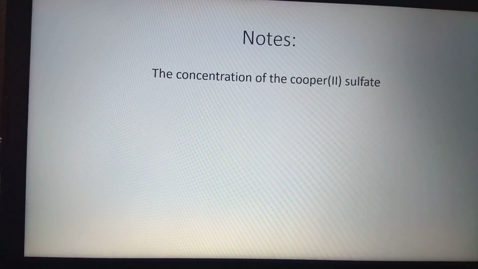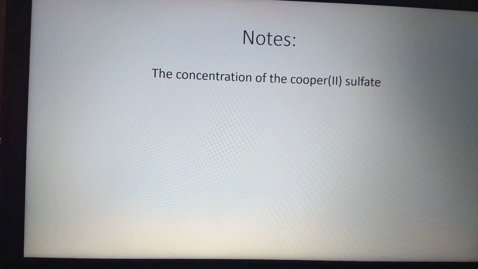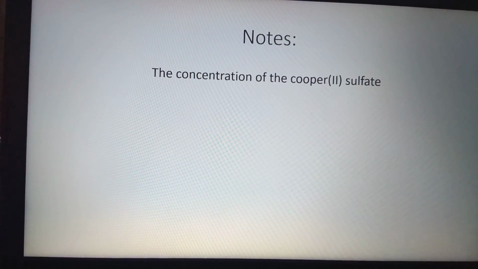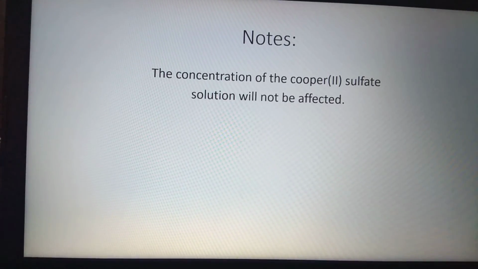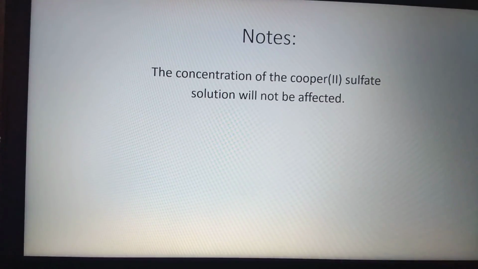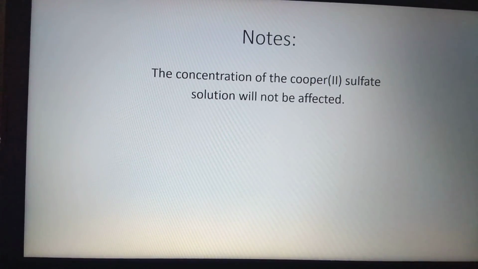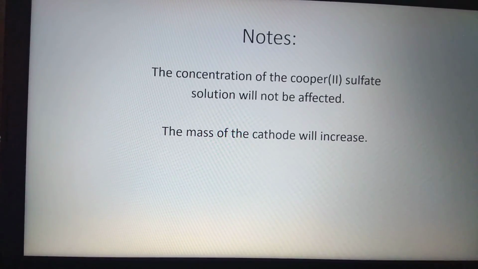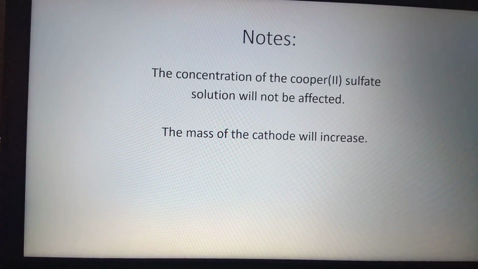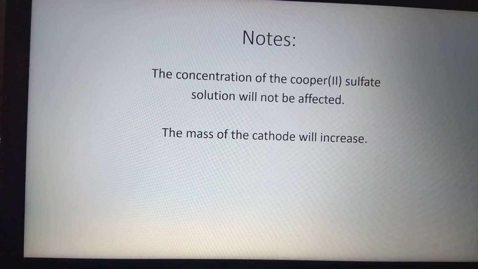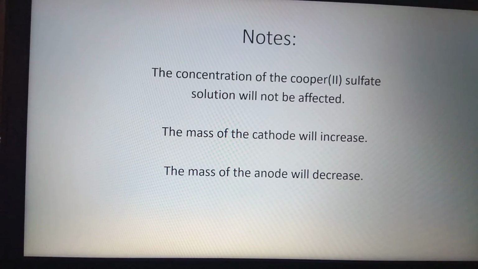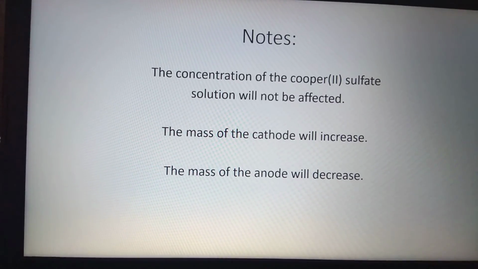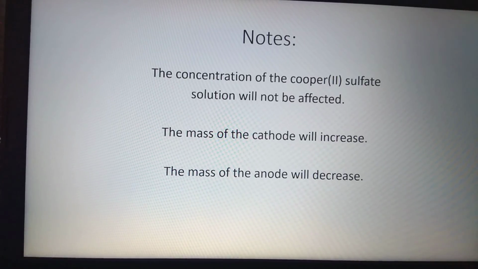We have here some notes about this electrolysis cell. The concentration of the copper(II) sulfate will stay the same because the copper from the anode will be in the solution as Cu2+. The mass of the cathode will increase because the Cu2+ ions in the solution are deposited on it. The mass of the anode will decrease because the Cu will be dissolved in the solution and deposited on the other electrode.